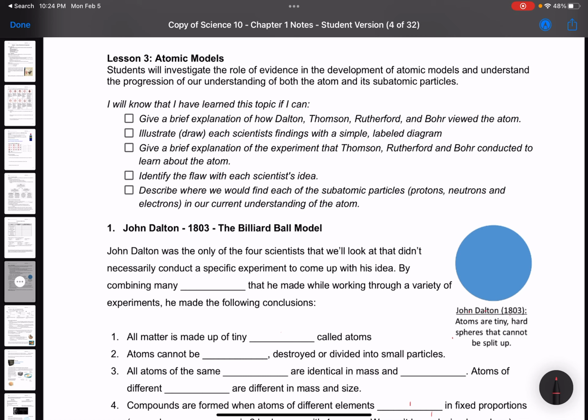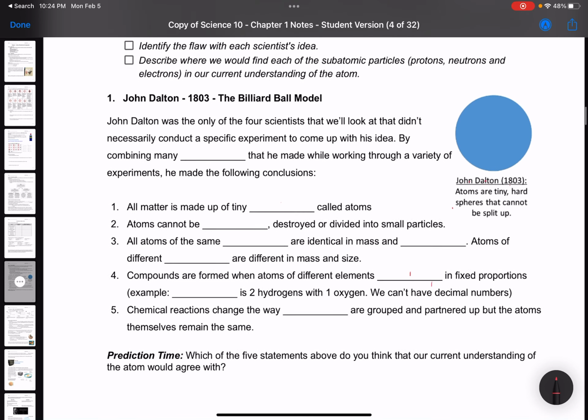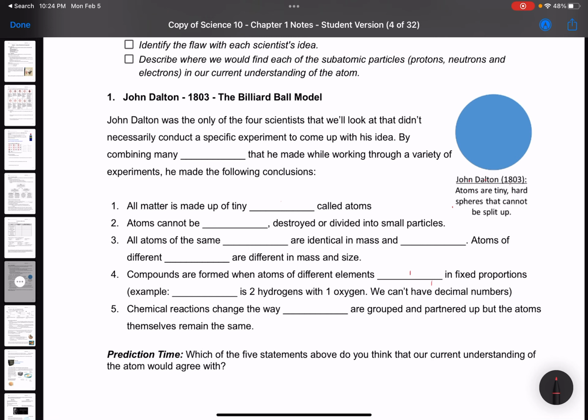If you go on to take Physics 30 at some point, you're going to go a little bit further into each of these models, and you'll get a better understanding even as to how they all link together. But for right now, we're just going to take things at an intro level. So again, we have 4 scientists, and we're going to get kicked off with John Dalton, 1803, when he comes up with the billiard ball model. John Dalton is the only one of the 4 scientists that we're going to look at that doesn't really have a specific experiment attached to his work.